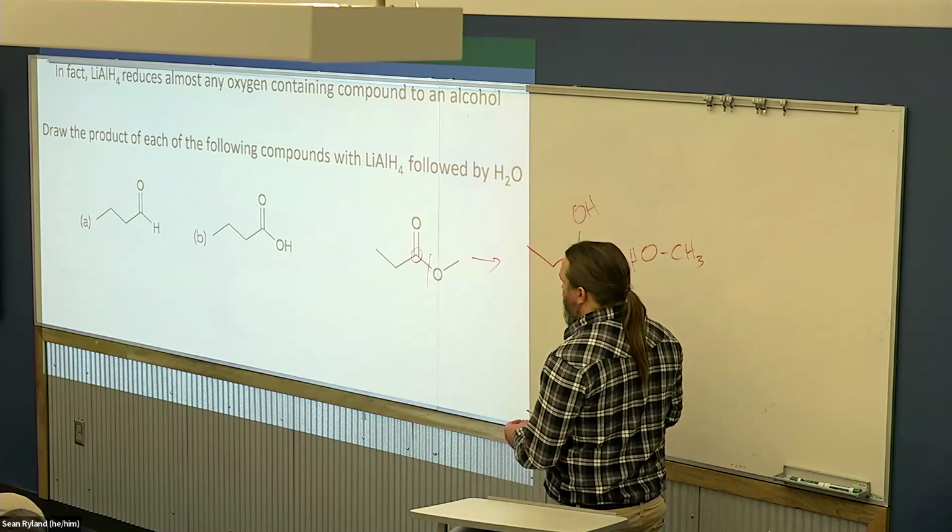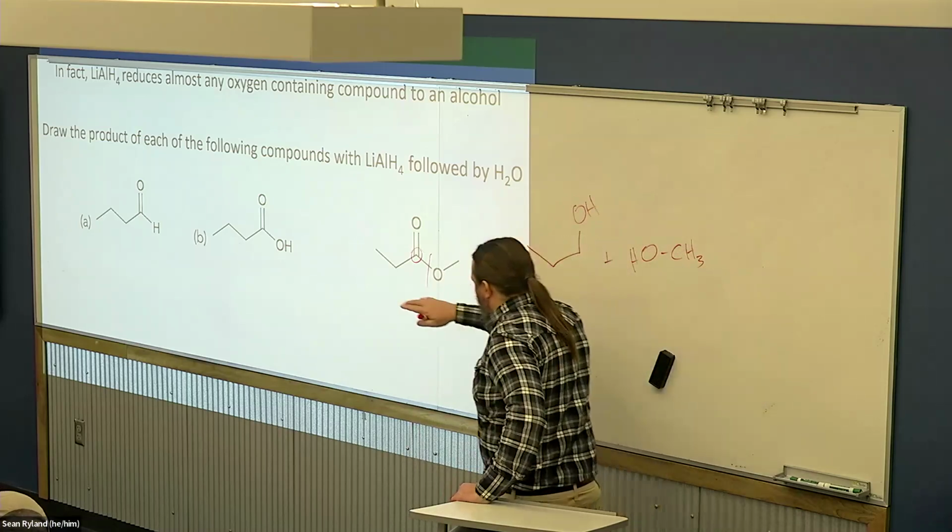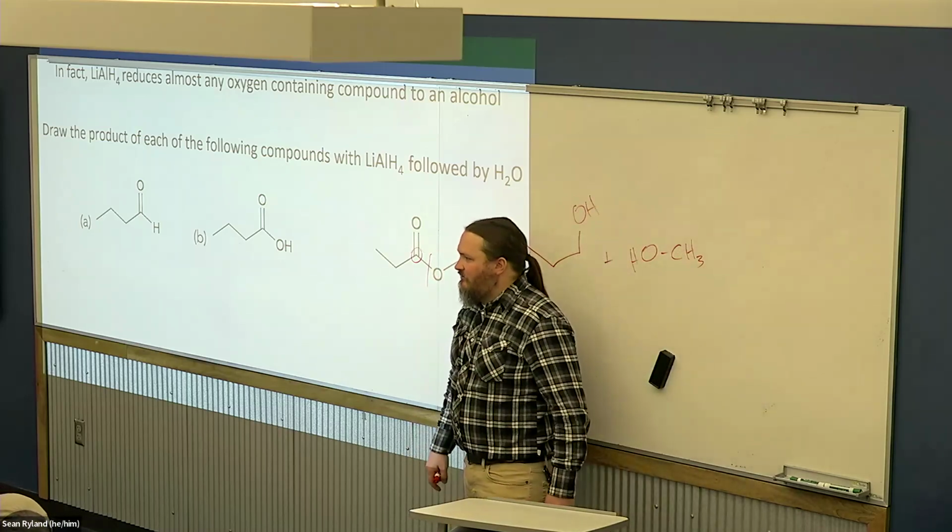This will happen with the board, right? That won't happen with sodium borohydride. Sodium borohydride would hit this and not be able to do anything with it.